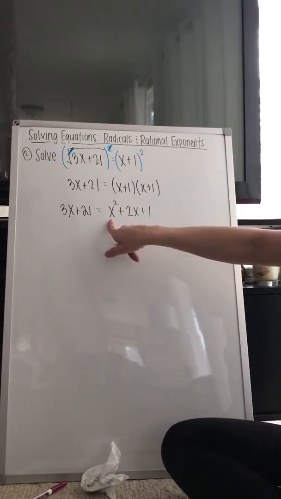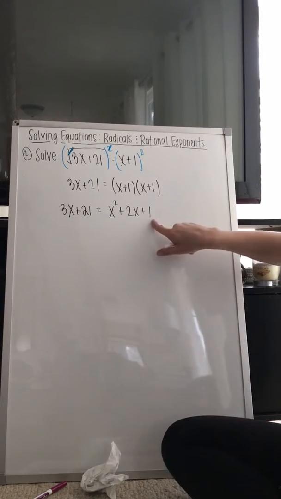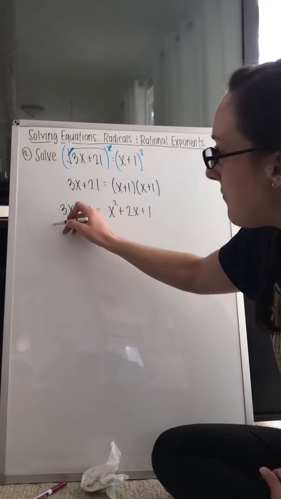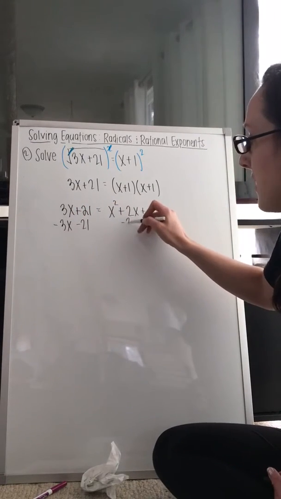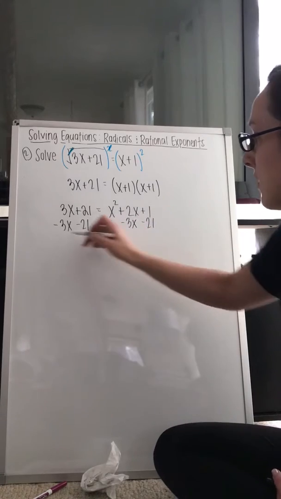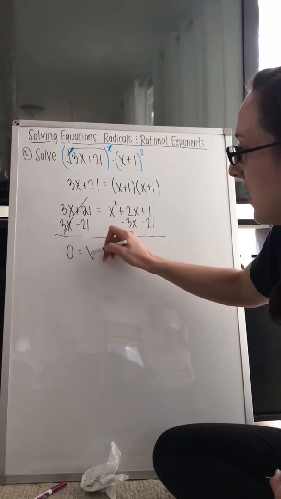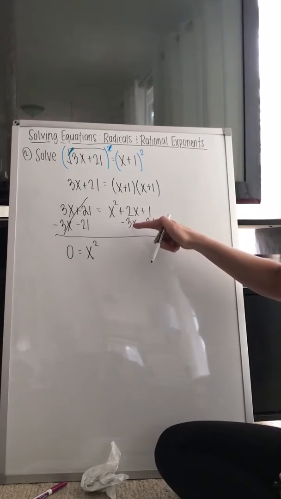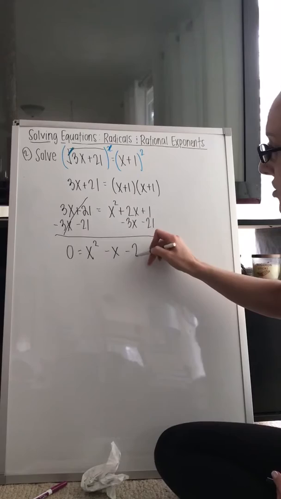I'm going to need to get one side equal to 0. So I'm going to bring this 3x to the other side, and I'm going to bring the 21 to the other side. I'll do this all in one step. So minus 3x minus 21. Over here on the left-hand side, that's going to leave me with a 0 equal to x squared, 2x minus 3x is minus x, and then 1 minus 21 is minus 20.